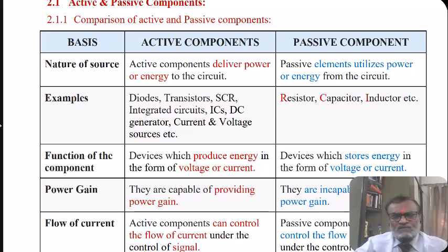On the operational basis of the component, if you see active and passive components, the active devices which produce the energy in the form of voltage and current come under active components. The devices which store the energy in the form of voltage and current come under passive components. Some of the devices like capacitor and inductor store the energy, whereas resistance doesn't store the energy.